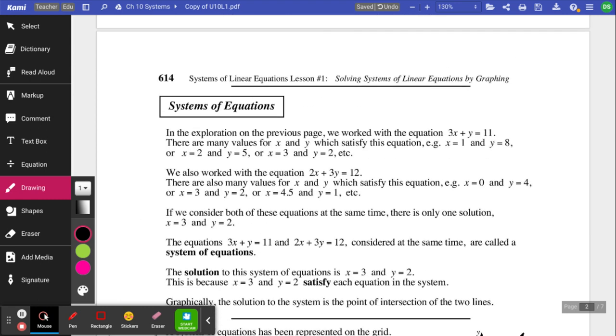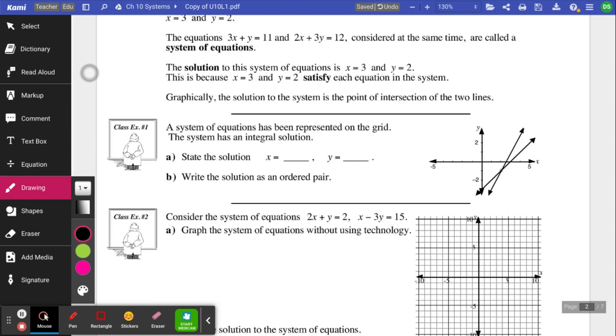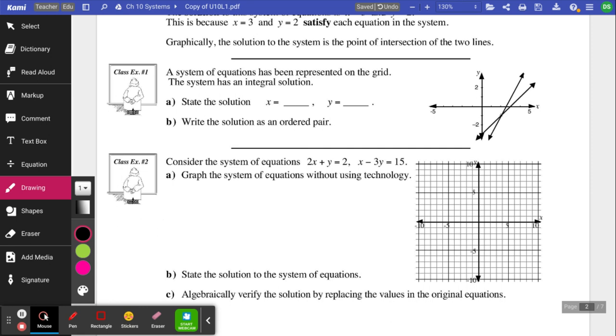Okay, turn the page. Go all the way to class example number 1. The system of equations has been represented on the grid. They have done the graphing for you. They rearranged it, put it in their calculator, and put the picture up there. It says, state the solution. What are you looking for? Tell me again, Ben, what is the solution when you see a picture like that? The intersection point.